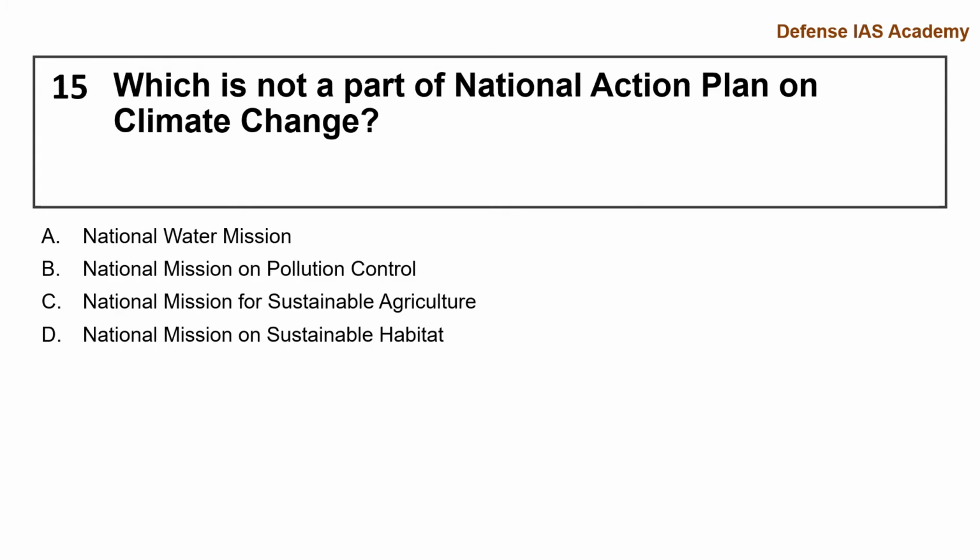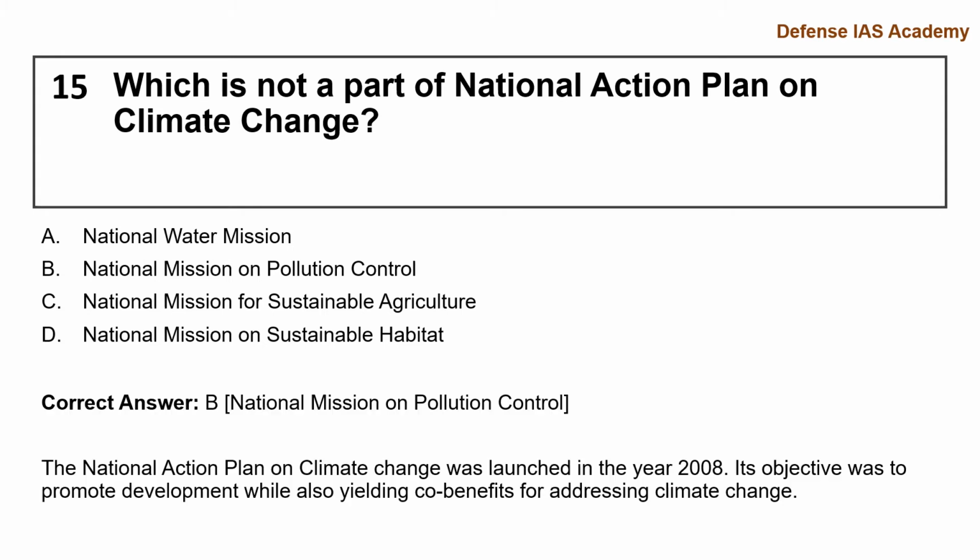Next, question 15. Which is not a part of the National Action Plan on Climate Change? The correct answer is option B, National Mission on Pollution Control. The National Action Plan on Climate Change was launched in the year 2008. Its objective was to promote development while also yielding co-benefits for addressing climate change.